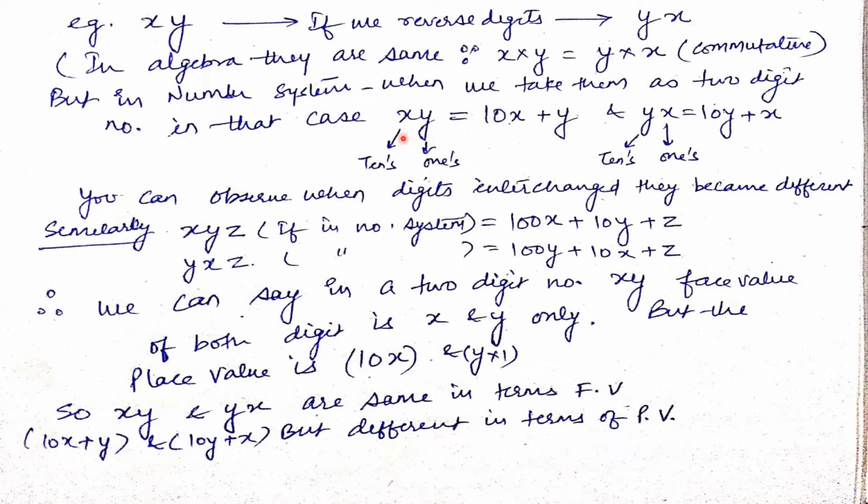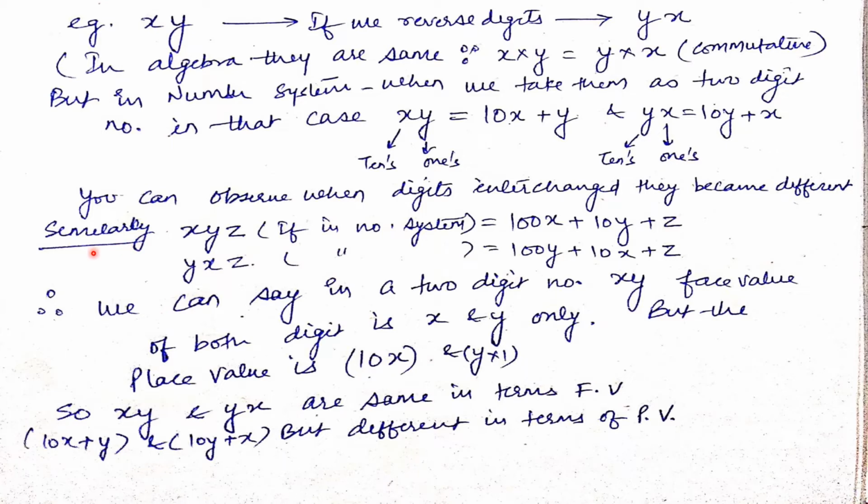It is the same as 53. The last example in the last slide, 53 was written as 50 plus 3. In a similar way, xy is written as 10x plus y. If you write yx, it will be written as 10y plus x, because y is at tens place and x is at ones place. I hope you understood this. So you can observe when digits are interchanged, they become different because 10x plus y is not the same as 10y plus x. Okay, this concept we will use in our new type of questions.